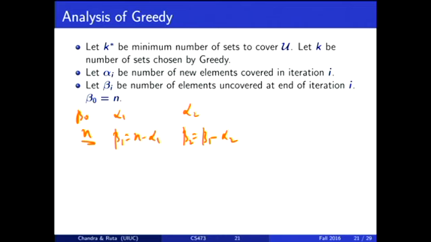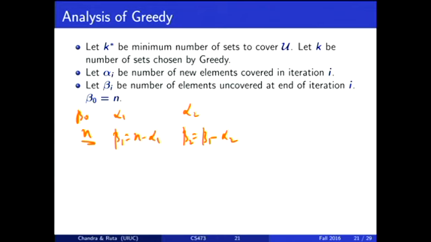Agreed? So we can claim that in the first iteration, we are going to cover at least n over K star elements, because we are picking the biggest set there is out there. Optimum clearly has a set which covers at least n over K star. If it has no set which covers at least n over K star, together it cannot cover all n elements using K star sets. Can we make that argument? Okay, so that's all the argument is.